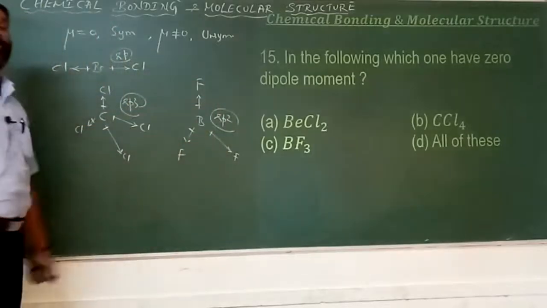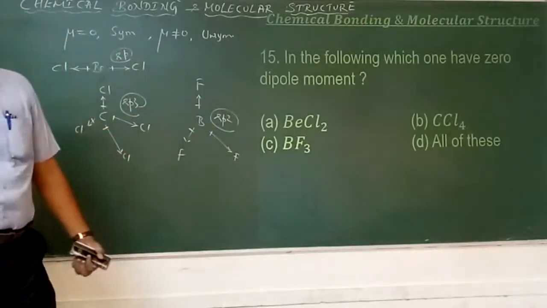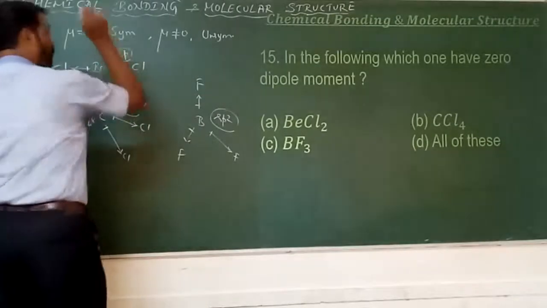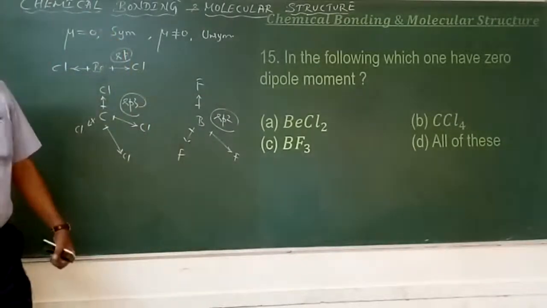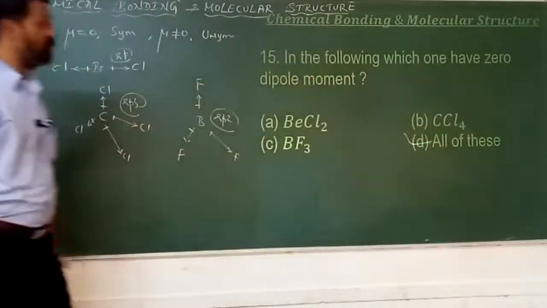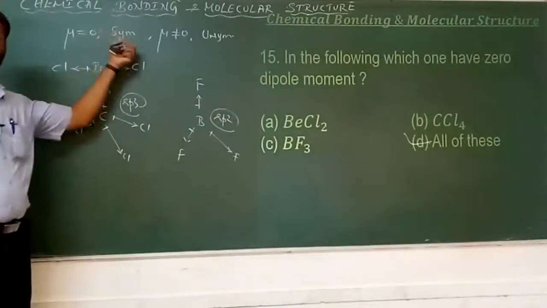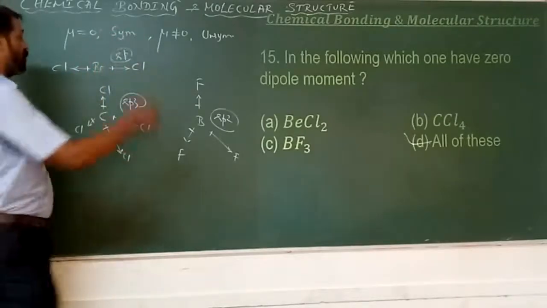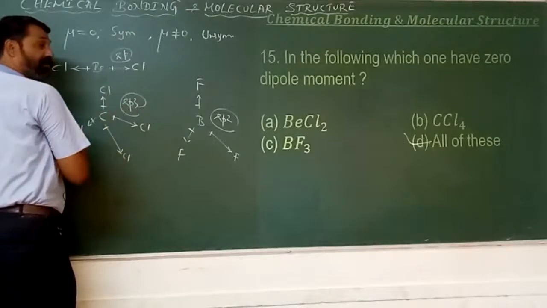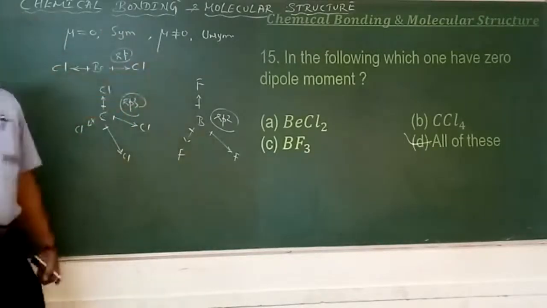Without a lone pair of electrons, that makes the molecule symmetrical. For a symmetrical molecule, the dipole moment is always equal to zero. Therefore, the option with respect to this one is all of these, because all molecules will have a symmetrical structure, with hybridization sp for BeCl2, sp3 for CCl4, and sp2 for boron.